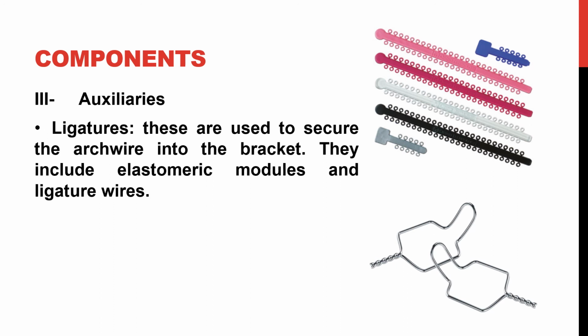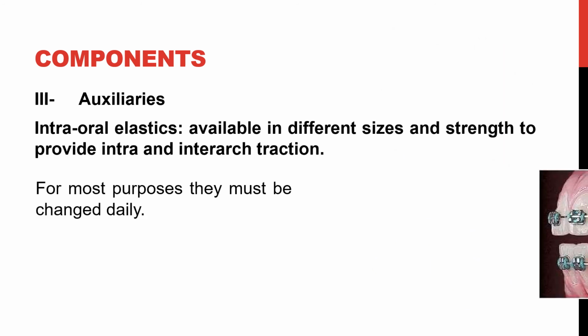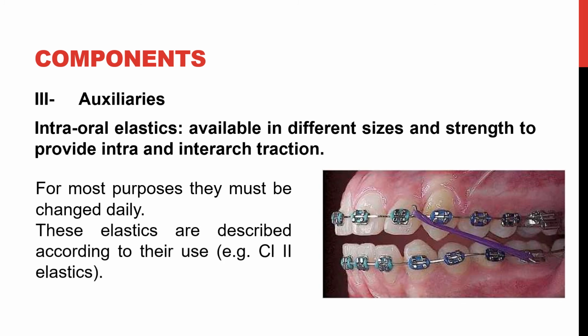The first type of auxiliaries are ligatures. These are used to secure the arch wire into the bracket. They include elastomeric modules and ligature wires. The intraoral elastics are available in different sizes and strengths to provide intra and interarch traction. These elastics must be changed daily by the patient, and they are often described according to their use. For example, class 2 elastics are used for the correction of class 2 malocclusion.